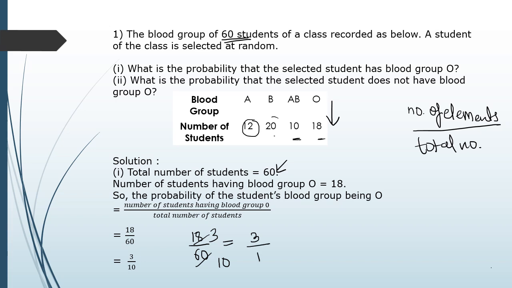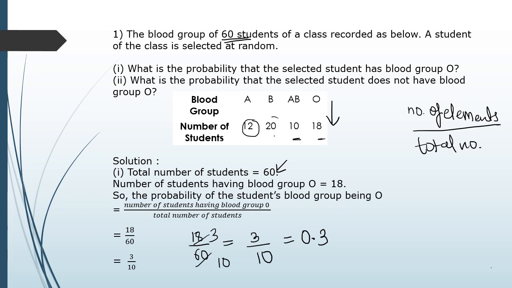3 by 10. The probability is 3 by 10. You can also write it as 0.3. If you want, you can keep it as 3 by 10. You can keep the fraction as well, or you can divide it and write it in decimal also. That is up to you.